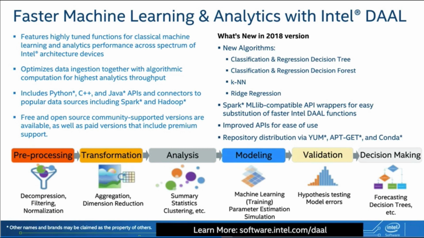We have functions that you can call on in this library that can help you in any stages of these pipelines. I highly recommend you see if there's at least one function in each of those categories that you can call on, and it could save you quite a bit of time. What's new with the 2018 version? New algorithms, classification and regressions. We have Spark MLlib compatible API wrappers, improved APIs, and a repository distribution via Yum, apt-get, and Conda.